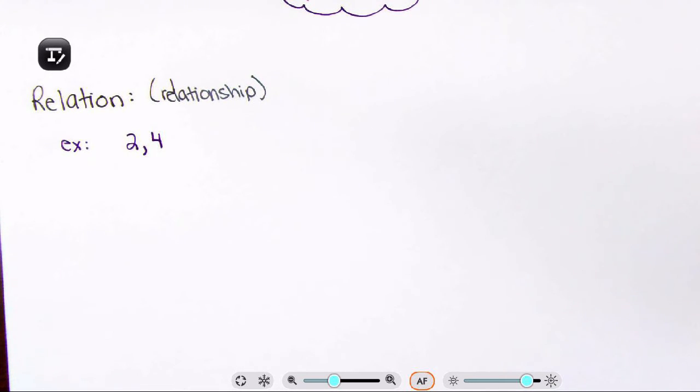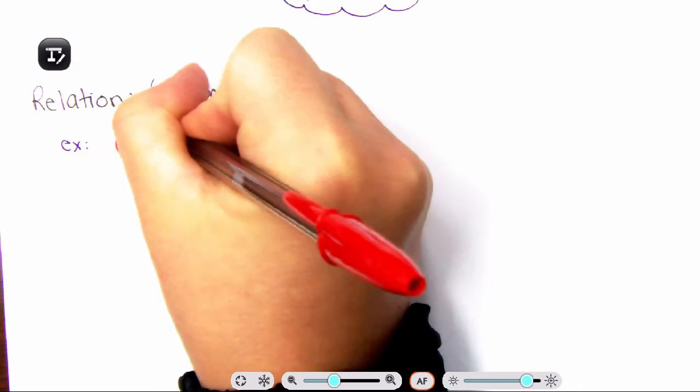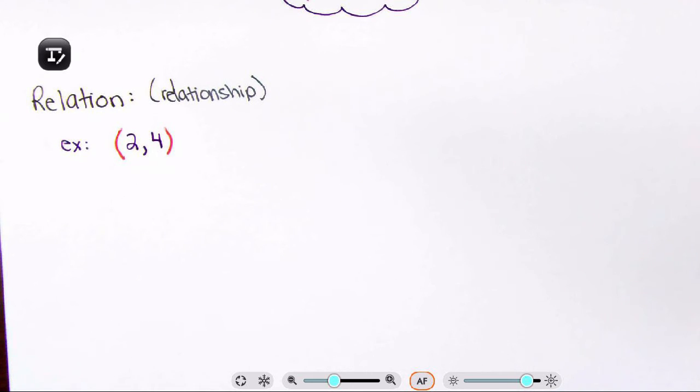Now, these two numbers still don't have a relationship with each other because they're just two random numbers. It's like seeing two random people walking down the street. How do you know they're in a relationship if they're not doing anything? Maybe they are, maybe they're not. I don't know. So in order to see if two numbers have a relationship with each other, we're going to have to put parentheses. We're going to have to group those people together. Parentheses are actually grouping things. They're putting things in a relationship. So now we know that 2, 4, those two numbers have a relationship with each other.